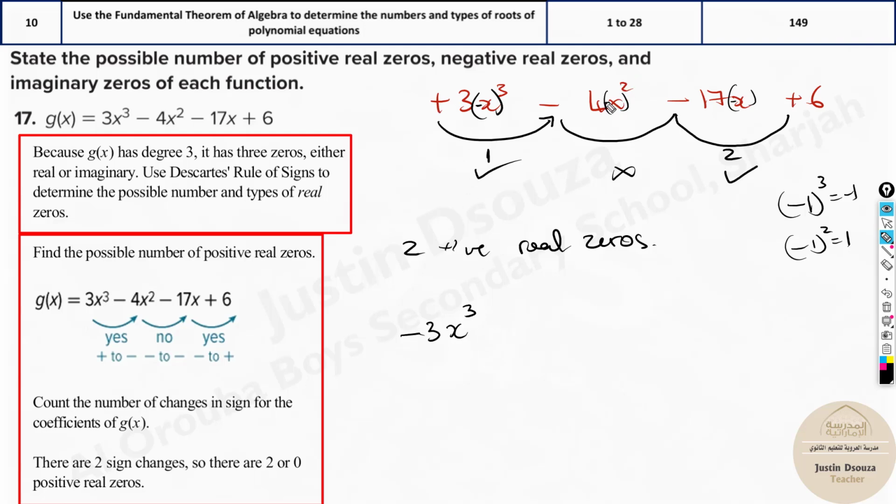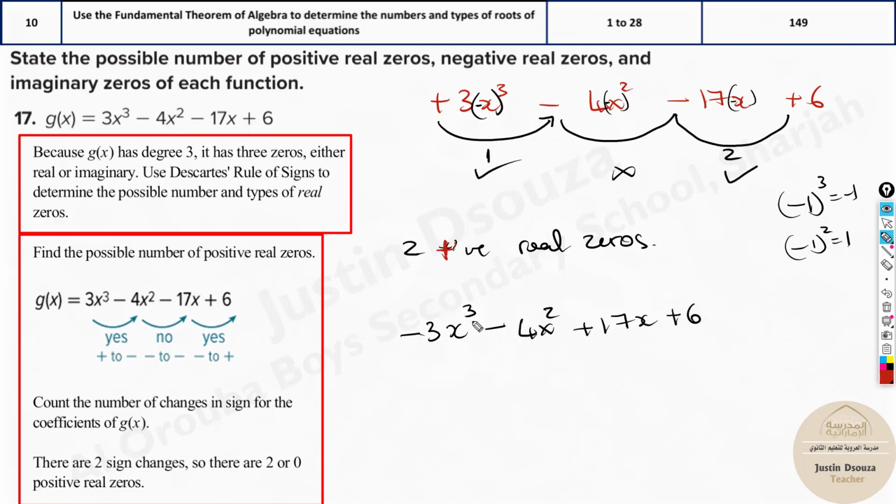Now what about this? It's squared, so this minus sign dissolves. It will just be whatever was there, 4x squared. Now here the minus sign is there, and there's no power, so it will be multiplied with this minus and becomes plus 17x. And lastly, we have plus 6. Now let me check the sign changes over here. This is for negative, not positive. This is plus, right? Positive.